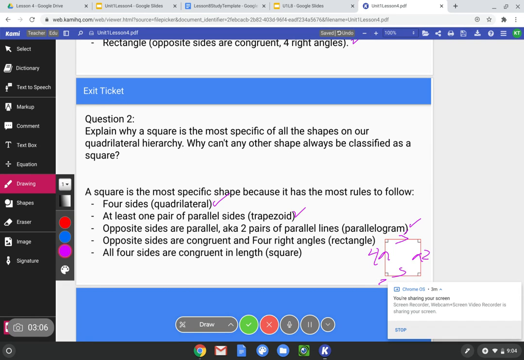And it must have 4 right angles, and opposite sides are congruent. So a rectangle. And then all 4 sides must be congruent, meaning all 4 sides must be the same length. That is what makes it a square, is having all 4 sides that are equal in size, equal in length, 4 right angles, 2 pairs of parallel lines, and 4 sides. So it's the most specific because it has the most rules to follow.